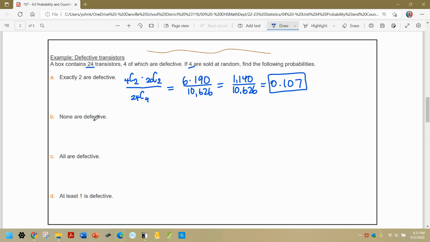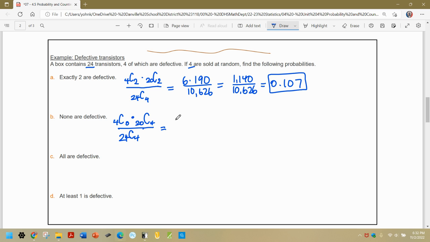All right, how about the probability that none are defective? Well, I still have 24C4 on the bottom because I'm still grabbing 4 from the box of 24. Now I don't want any defective ones, so from the 4 defective ones, I choose none: 4 choose 0. And from the 20 non-defective ones, I pull all 4: 20 choose 4.